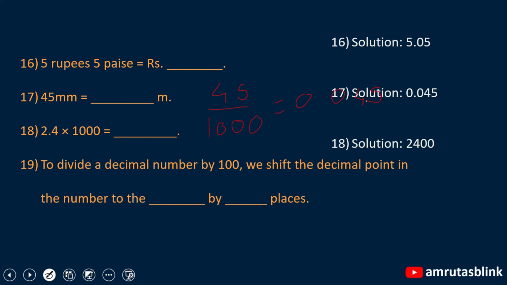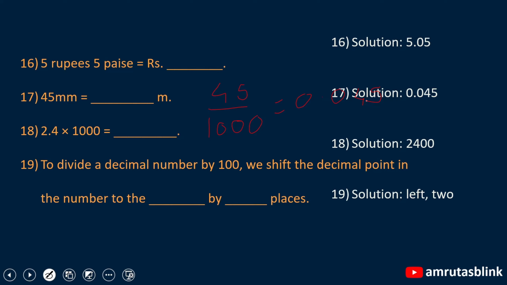So now here, whenever we are dividing the given decimal number by 100, we will shift the decimal point towards the left by, now how many zeros are there? There are 2 zeros, so we need to shift the decimal point by 2 places. Hence the answer is left and 2. So to divide a decimal number by 100, we shift the decimal point in the number to the left by 2 places.